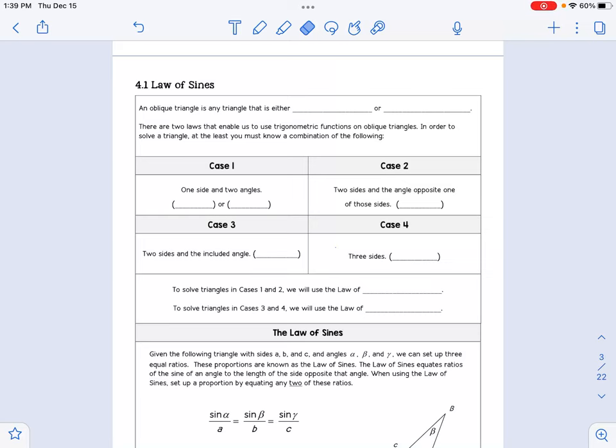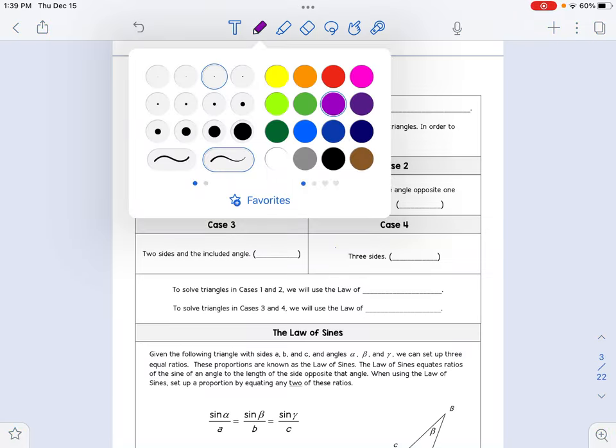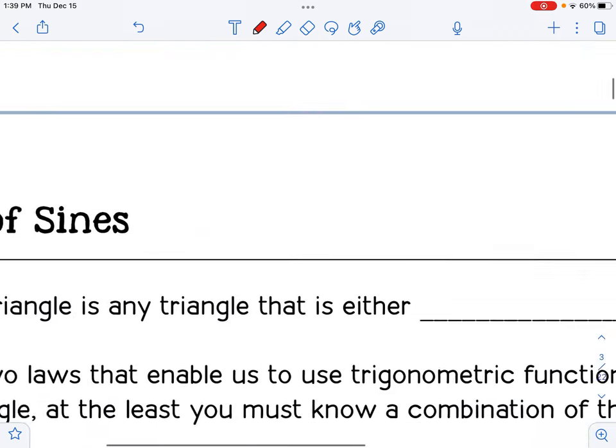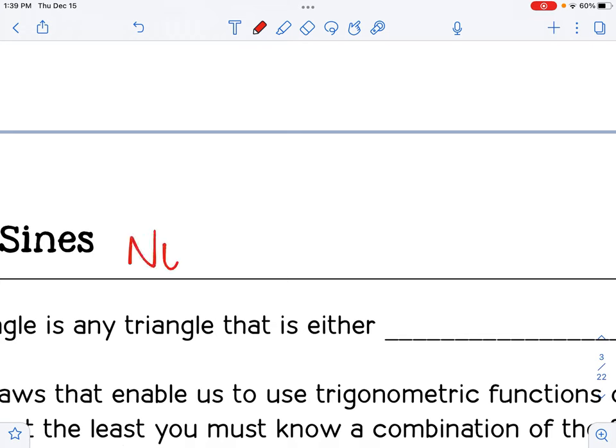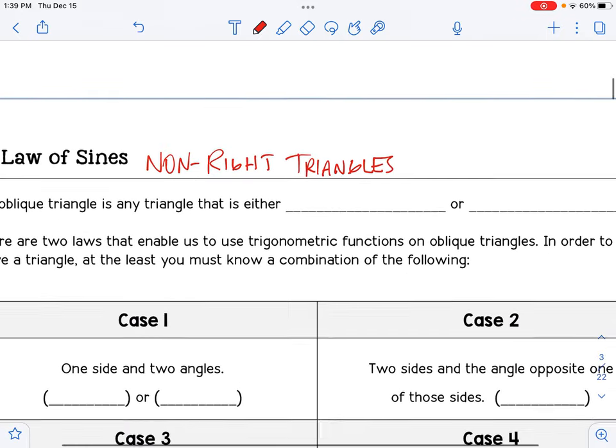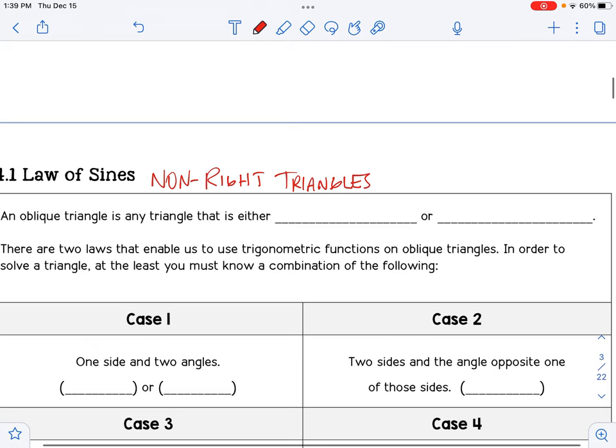All right, so here we are with lesson 4.1, law of sines. Law of sines is something we use for oblique triangles, which are non-right triangles. Remember that we've spent a lot of time this year solving right triangles, and with right triangles, we will be using SOHCAHTOA to solve for missing sides and angles. So here we're talking about oblique triangles that are either acute or obtuse. Both varieties are the sort that we would use law of sines to solve.